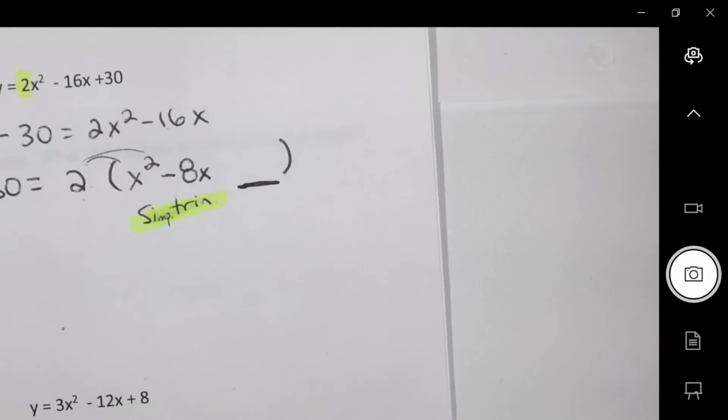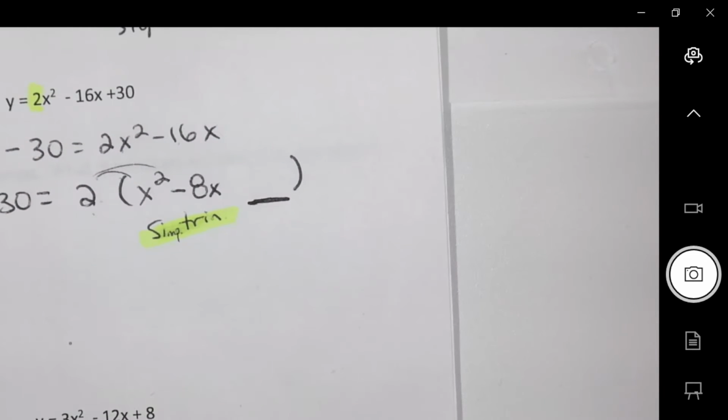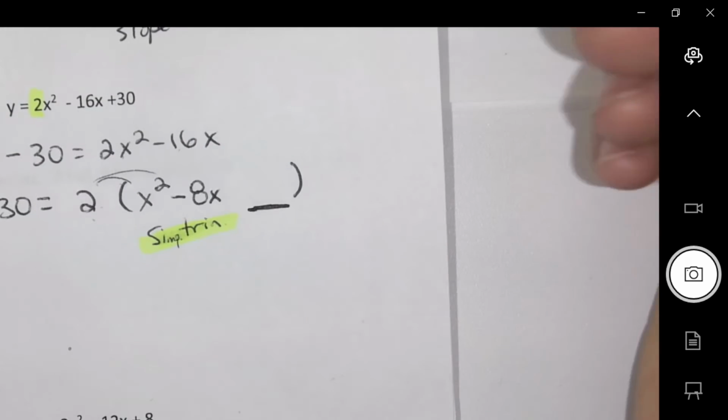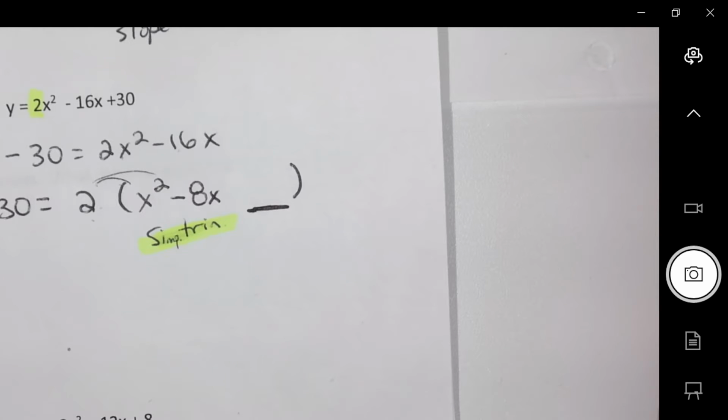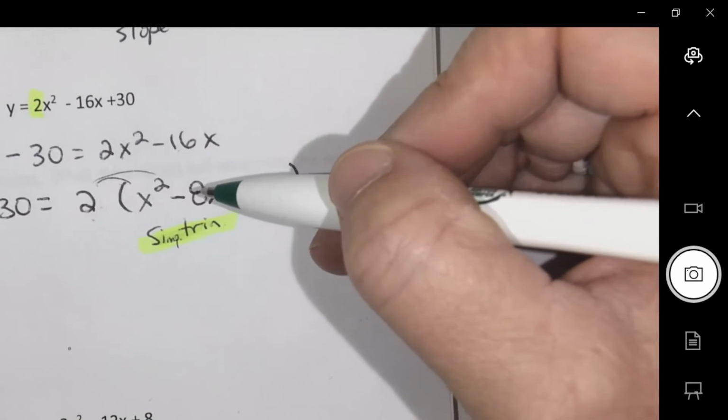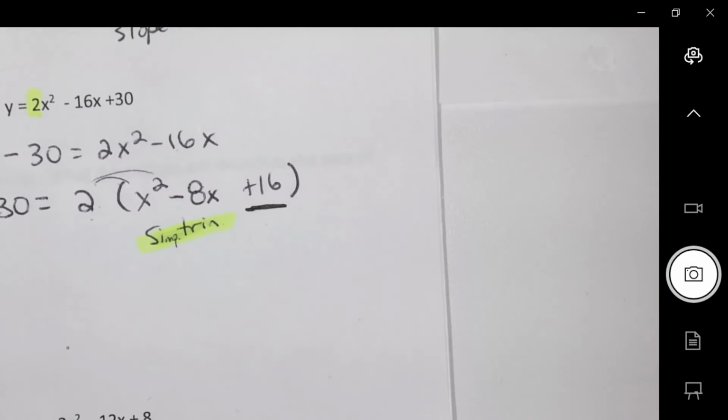Okay, so this is where I am. What number would go on that blank to finish this? So half of this number? 16. Plus 64.